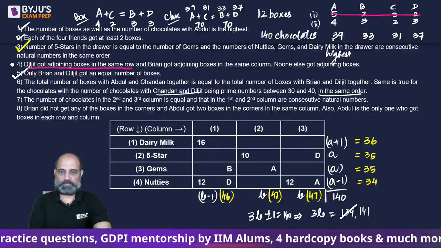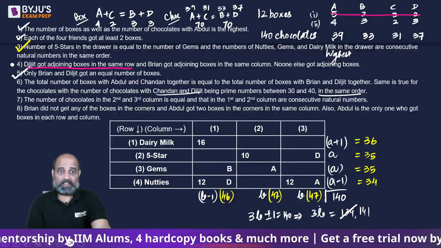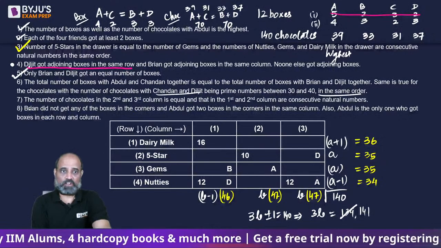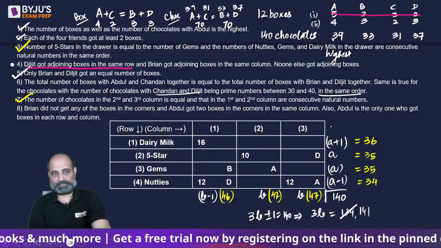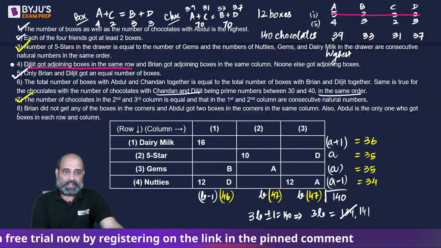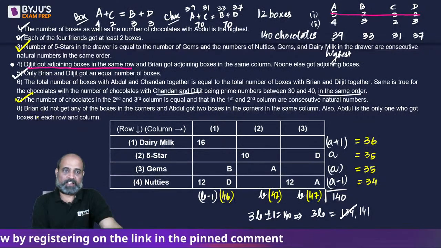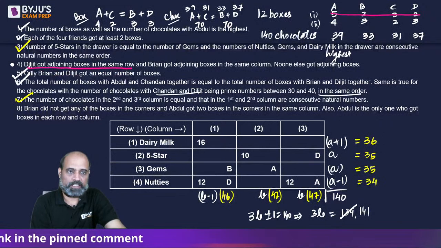It says that 46 plus 47 is 140, and the number of chocolates in the second and third column is equal, and first and second column are consecutive natural numbers. So from the 7th statement we got this. Next statement. Brian did not get, okay, the 6th we have already done, right? So let's tick the 6th as well.